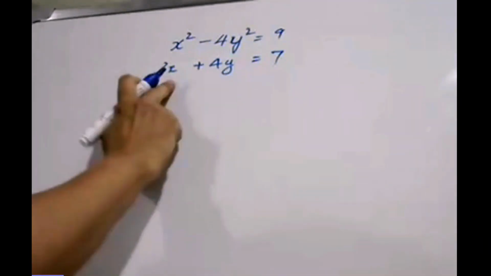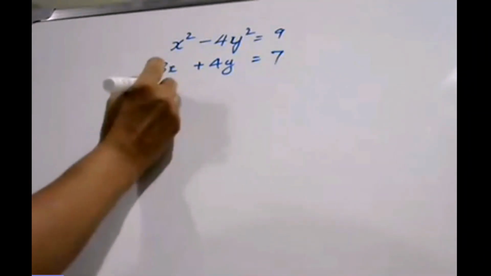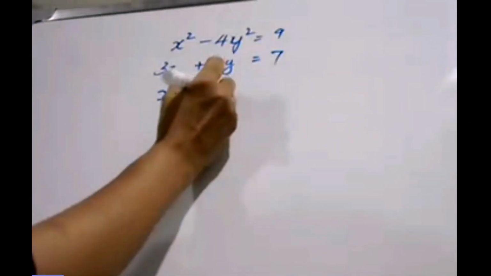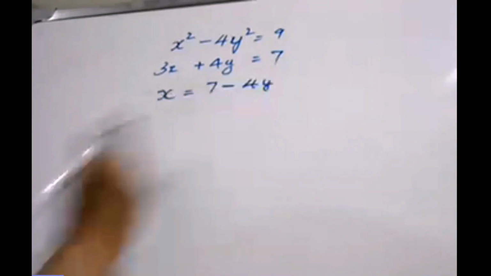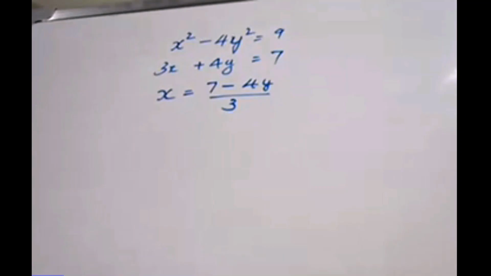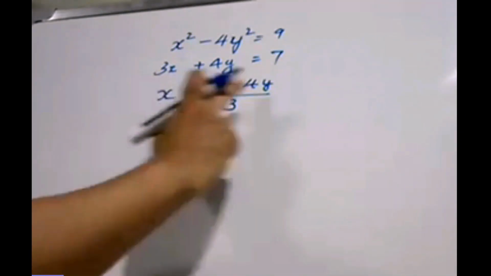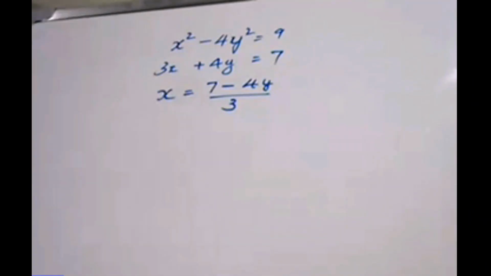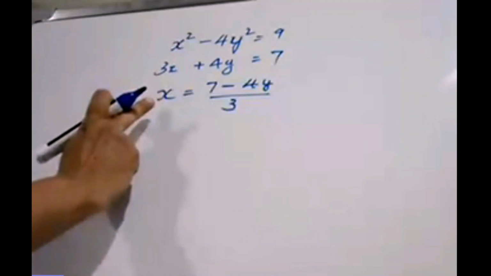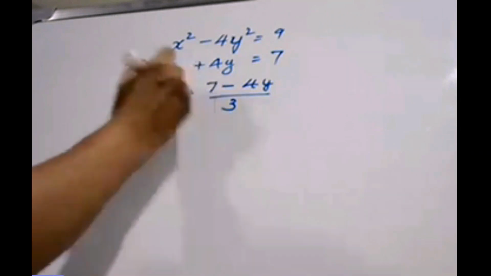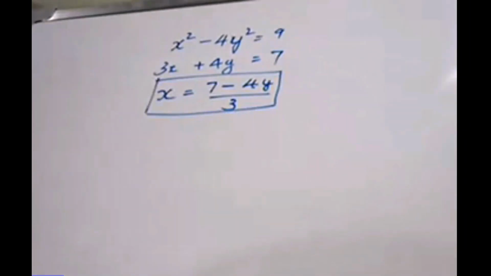So from the second, this is the linear equation. From this linear equation, I can write x is equal to, I carry this term to the other side, so 7 minus 4y, over 3. So I can get the value of variable x in terms of y. This is what we have to do. When you are given a quadratic and a linear, from the linear, you equate one variable in terms of the other variable. So now you got the value of x, which you can substitute in the first or the quadratic equation.